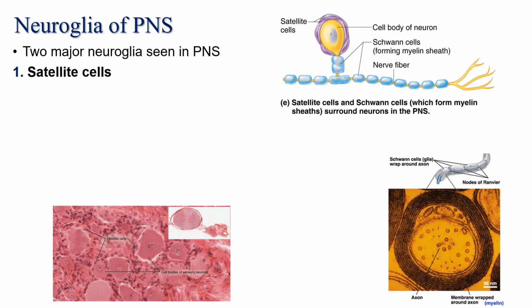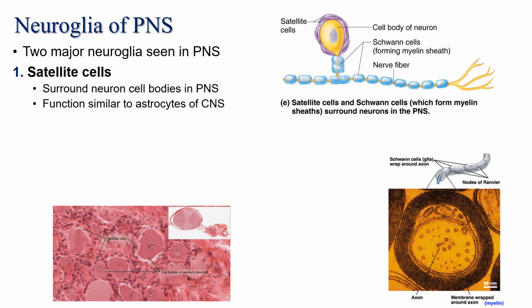That's why I call them satellite cells, because they're like the moon. They kind of revolve around the earth, if you know what I mean. Okay? Satellite cells are very similar to astrocytes. They behave in the same way. As support, they help with metabolism, may help with signaling in some cases. So they surround the cell body like a satellite surrounds a planet. Okay?